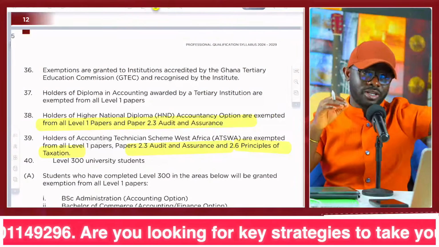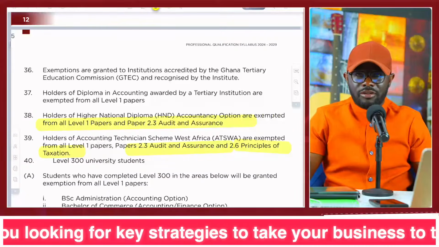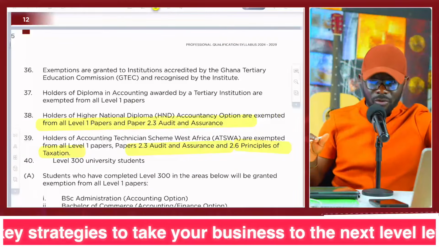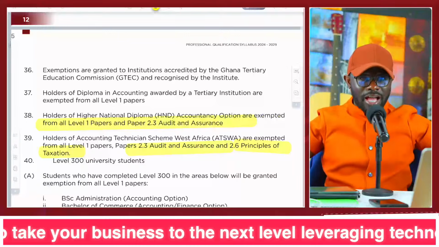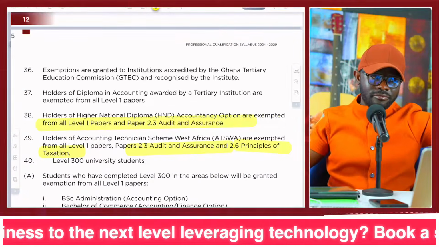HND accounting. Now, if you have a degree and it is not accounting, fine, you will still start from level 1. HND, if it is not accounting, you will still start from level 1 at the end of the day.